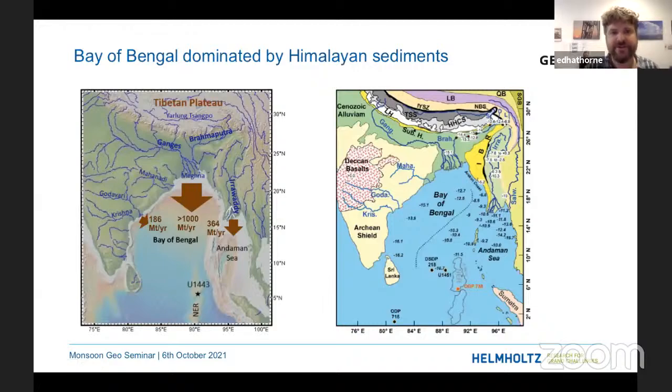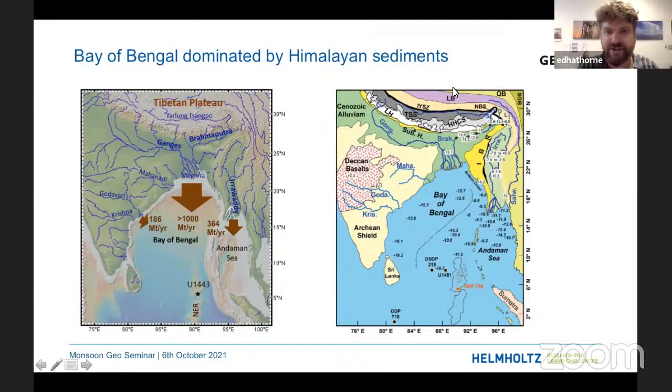The Bay of Bengal is dominated by Himalayan sediments. So all this rain, all this runoff feeds some of the biggest rivers in the world, and they have the highest sediment load in the case of the Ganges-Brahmaputra. There's a greater than symbol here because we don't really know. It's a lot. It's more than 1,000 megatons per year. And all this sediment ends up making the Bengal fan, which is the largest accumulation, and the Nicobar fan, largest accumulation of sediments on the globe.